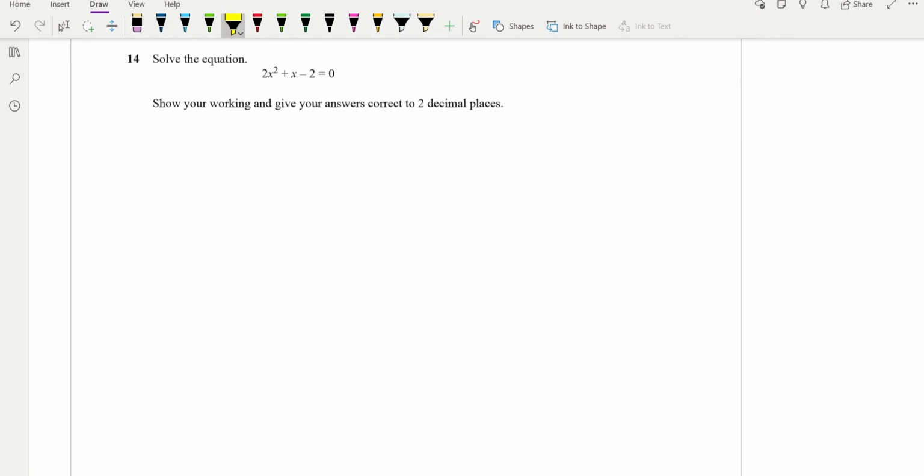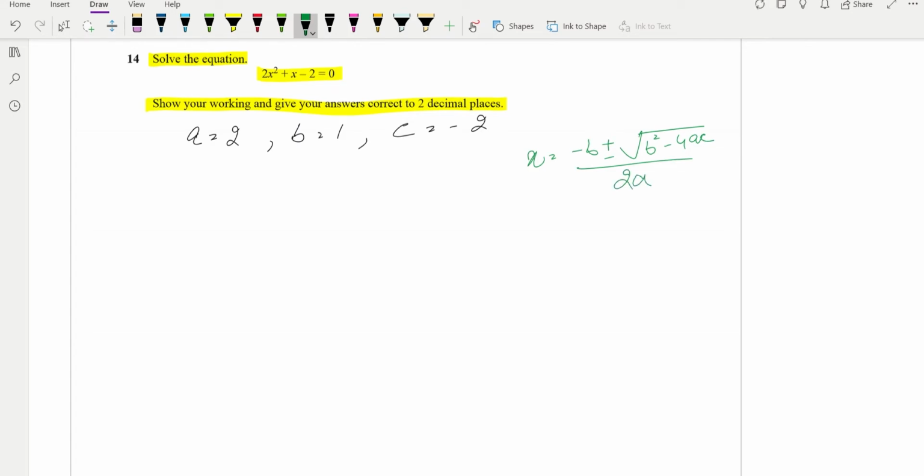Question number 14. Solve the equation. This is the equation given. Show your working and give your answer correct to two decimal places. We can write the a, b, c values. A is equal to 2, b is equal to 1. A is the coefficient of x square, b is the coefficient of x, and c is the constant value, which is minus 2. And the formula we know, x is equal to minus b plus minus square root of b square minus 4ac over 2a. This is the quadratic formula. We will be applying this formula and replacing the values.